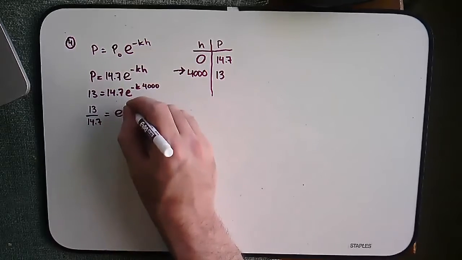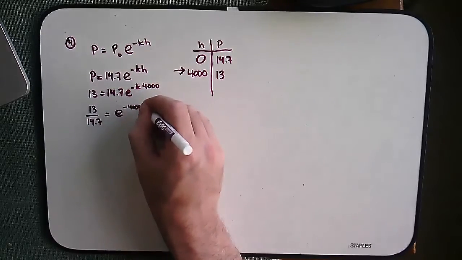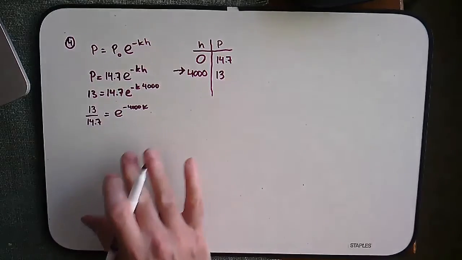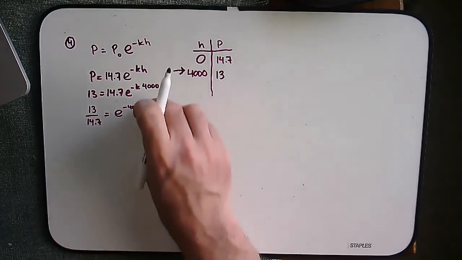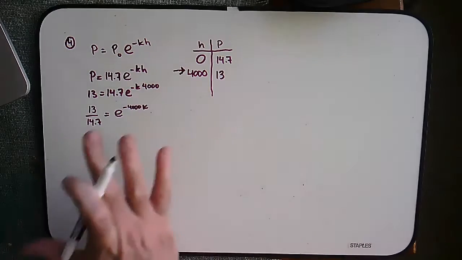I'm just going to write that as negative 4,000 k. Okay, now we're trying to get k by itself. That's our first step. Now is the tricky part. We have negative 4,000 k. It's up here in the exponent. Things can't come in or out of the exponent.